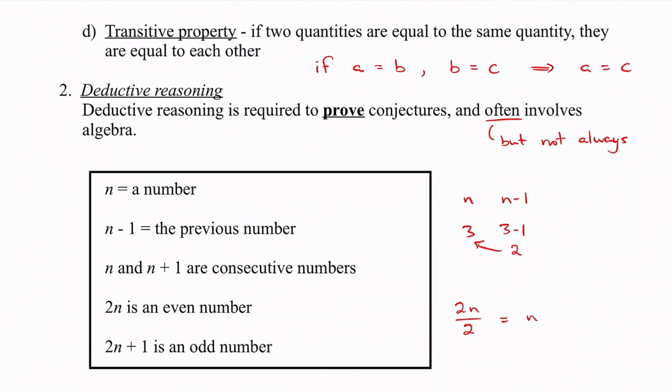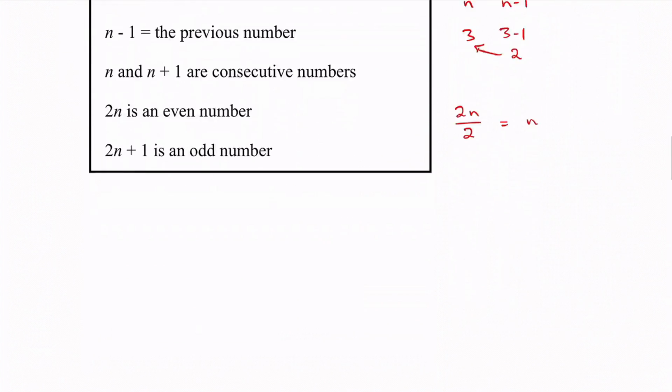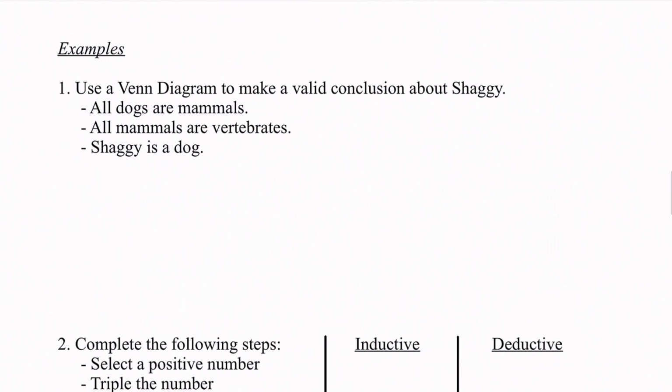Just to reiterate, with deductive reasoning, you use it to prove something in all cases, whereas inductive reasoning before just gave you a conjecture which wasn't always true. It wasn't yet proven. So now we're going to move into some different examples. The first one says use a Venn diagram to make a valid conclusion about Shaggy. It says all dogs are mammals, all mammals are vertebrates, and lastly Shaggy is a dog. For a Venn diagram, I don't care if you use circles or rectangles, you just have to use some type of shape.